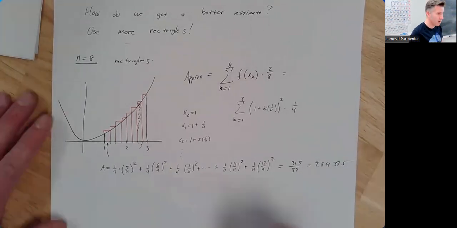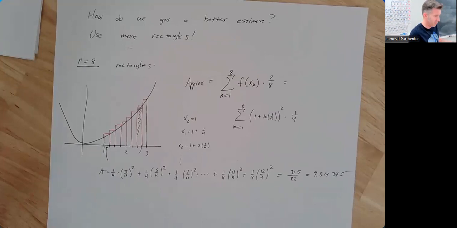So definitely a much better estimate, right? Our previous estimate was 10.75. This estimate is almost 1 less and it's still an overestimate. So we definitely got closer because it's an overestimate, but it's a much less overestimate.